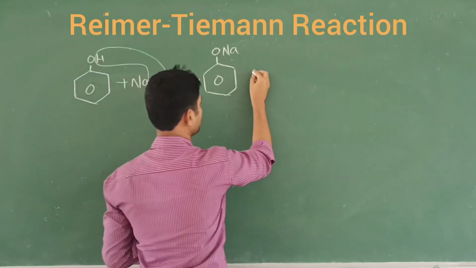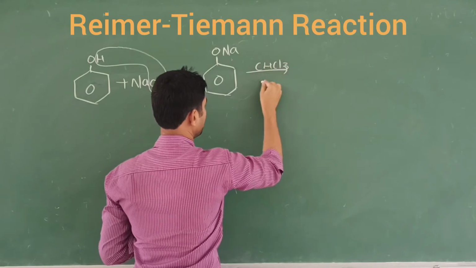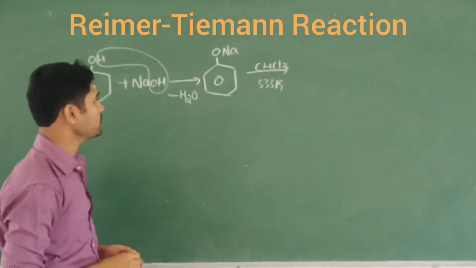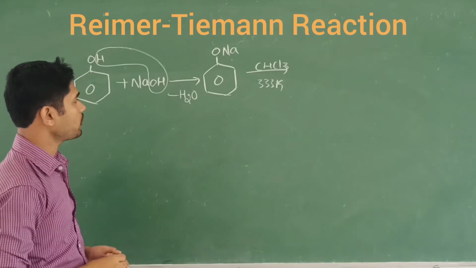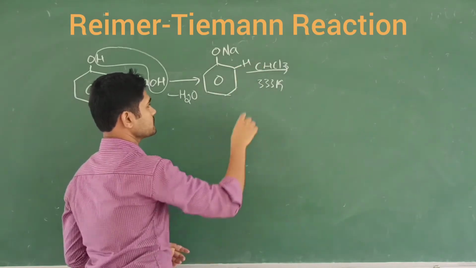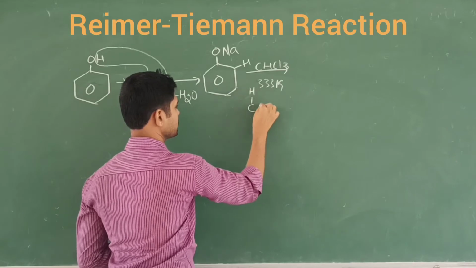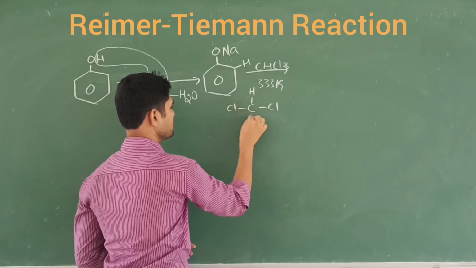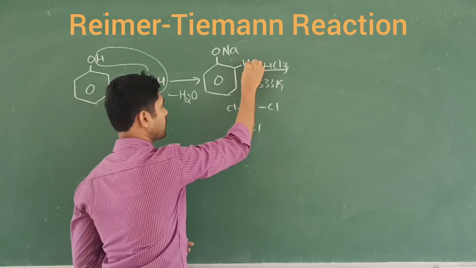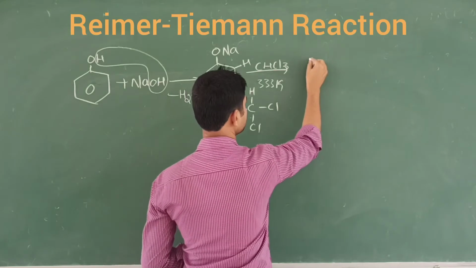Which on further treating with chloroform, CHCl3, at 333 Kelvin, what are we going to remove here? We remove hydrogen from this ortho position, and this is CHCl3. I am going to write it like this, CHCl3, because carbon is tetravalent. So I remove one hydrogen from this ortho position, and this Cl. So I am going to eliminate HCl.